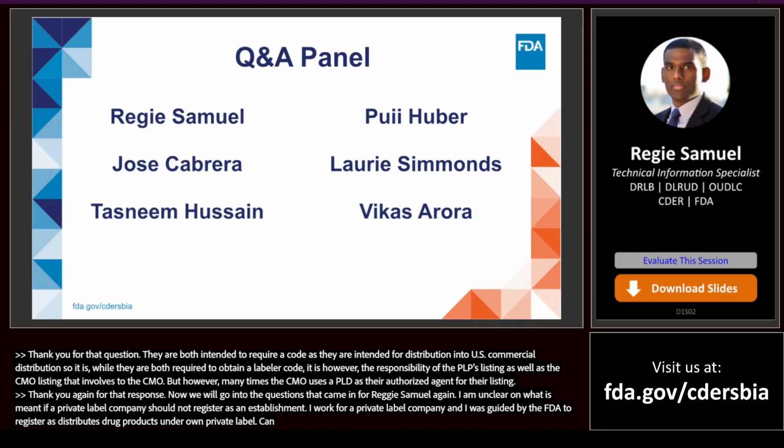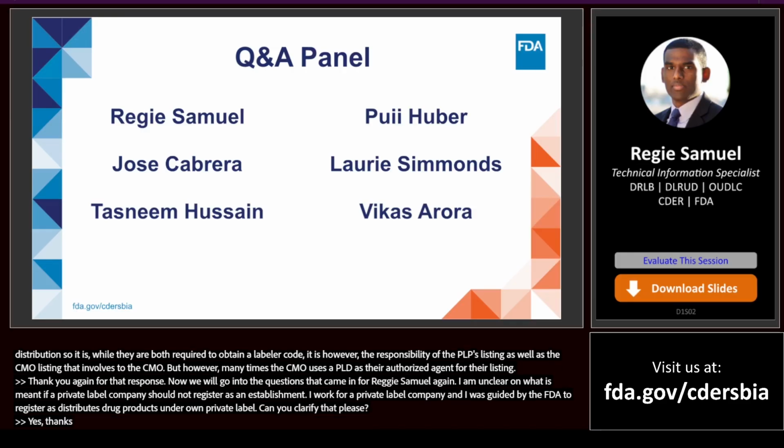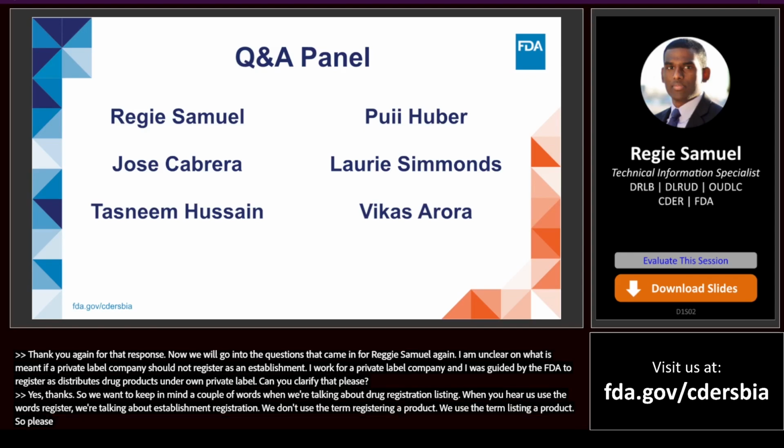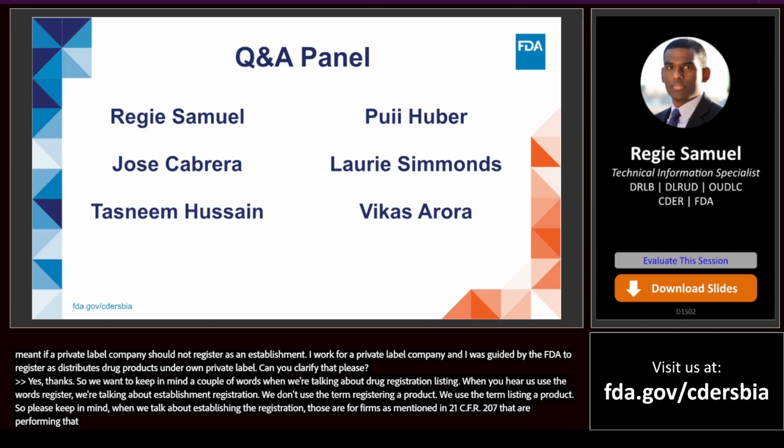Yes, thanks, Nora. So we want to keep in mind a couple of words when we're talking about drug registration and listing. When you hear us use the word register, we're talking about establishment registration. We don't use the term registering a product. We use the term listing a product. So please keep in mind when we're talking about establishment registration, those are for firms, as mentioned in 21 CFR 207, that are performing that manufacturing activity.